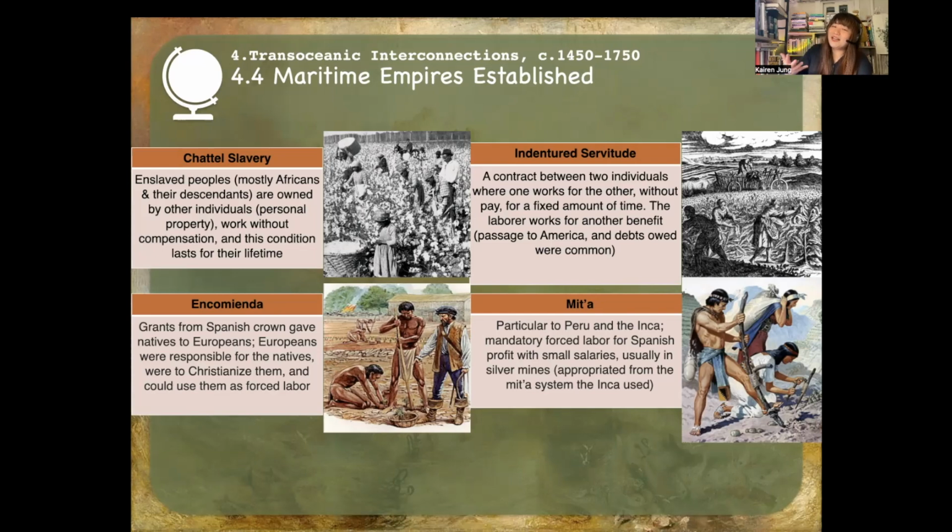And then we have the Mita system. This was particular to Peru and the Inca. It was mandatory forced labor for Spanish profit with very small salaries, usually in the silver mines. This was appropriated from the Mita system that had traditionally been used by the Inca. But it was very different. It was a very, very different application of something that just had a similar name, right?